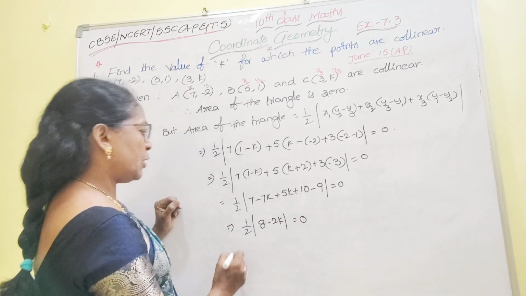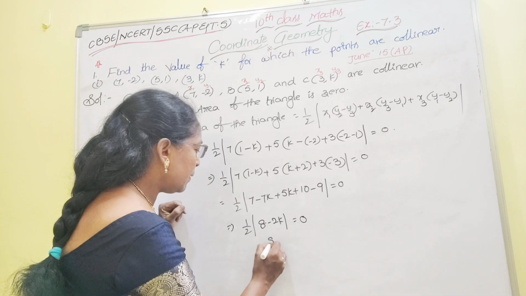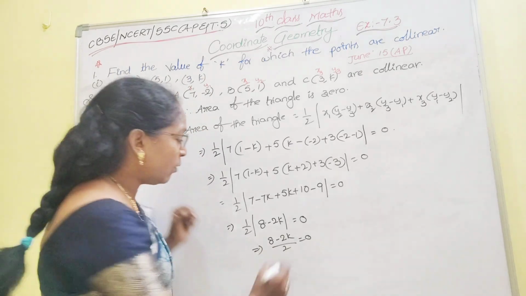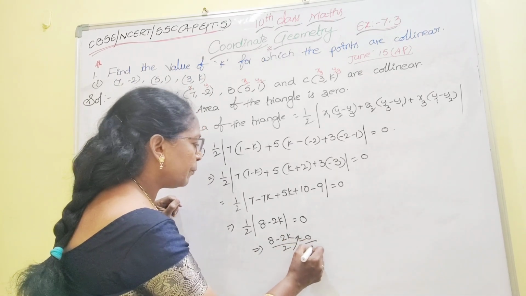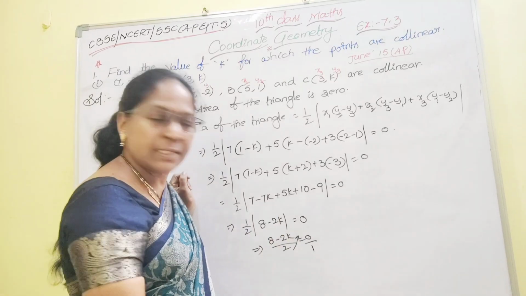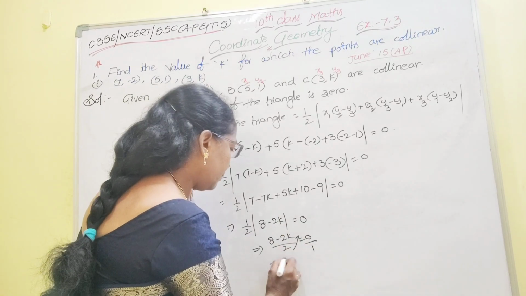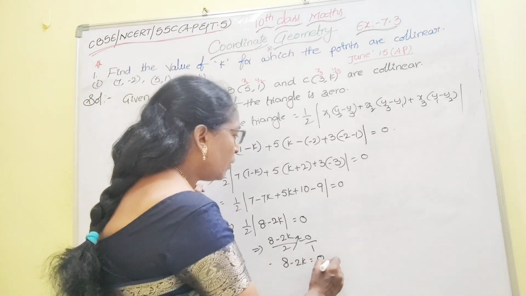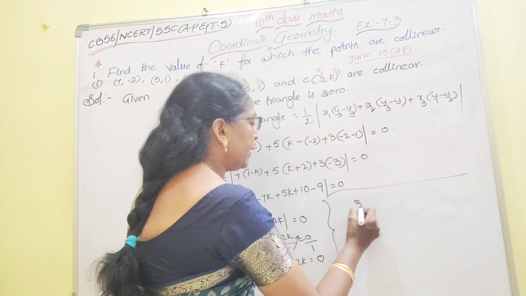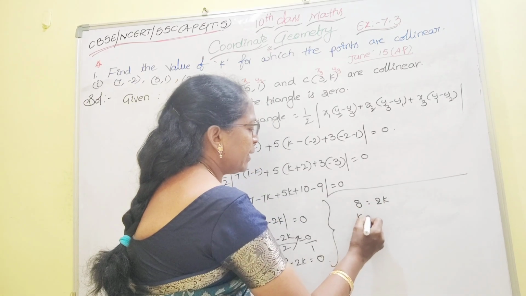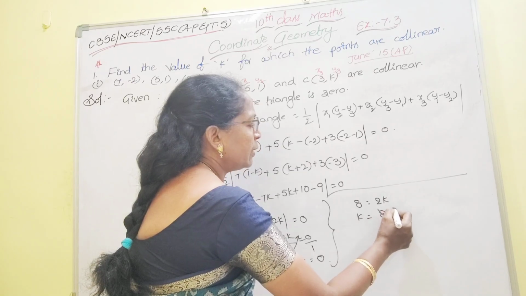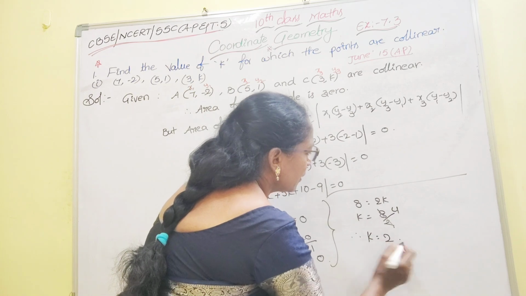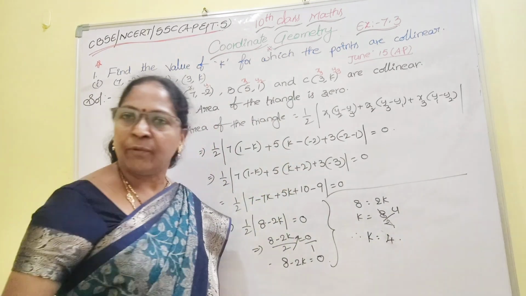That equal to 0. Now here, 8 minus 2k by 2 equal to 0. Now here cross multiplication, 0 by anything is also equal to 0. So here 8 minus 2k equal to 0. 2 into 0 equal to 0. So 8 equal to 2k, where k equal to 8 divided by 2. 2 in this how many times goes? 4 times. Therefore k equal to how much? 4. k equal to 4. This is the answer.